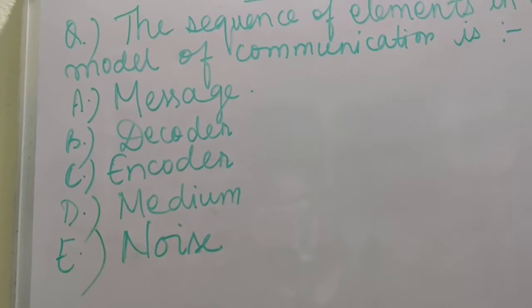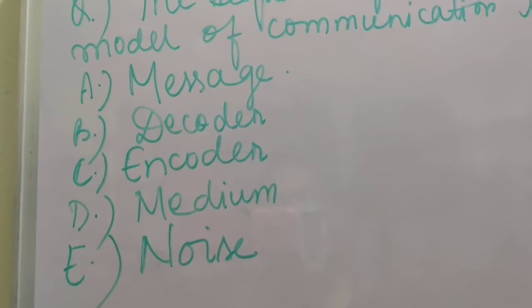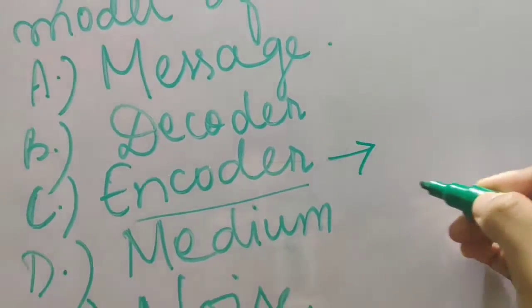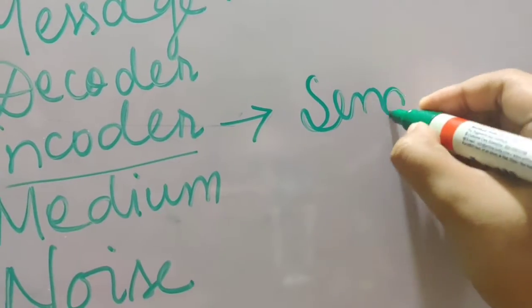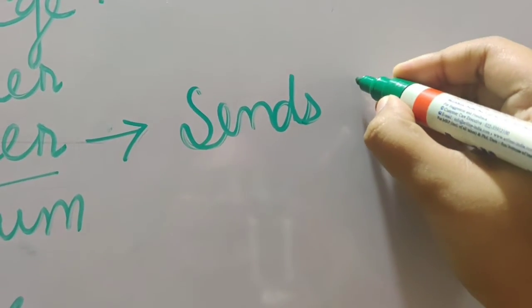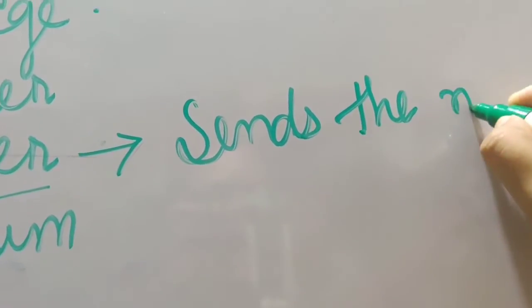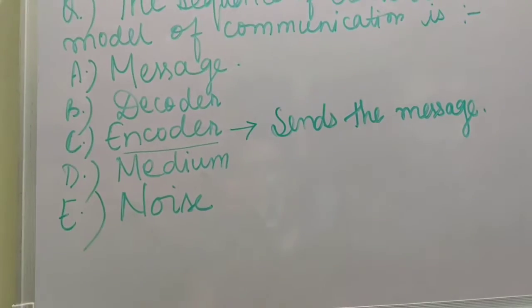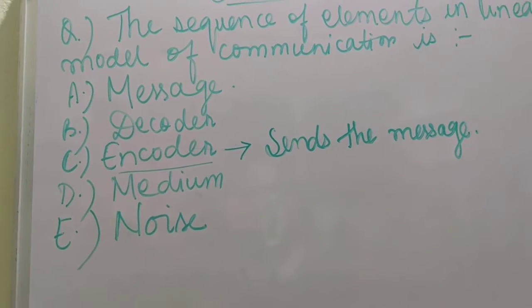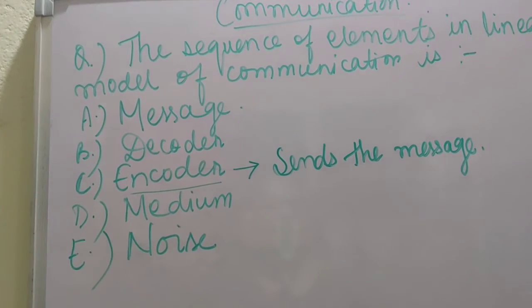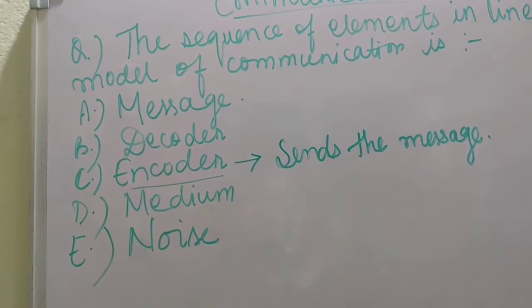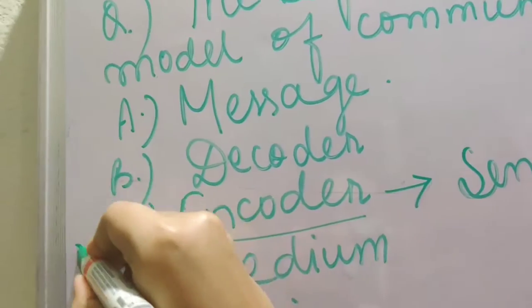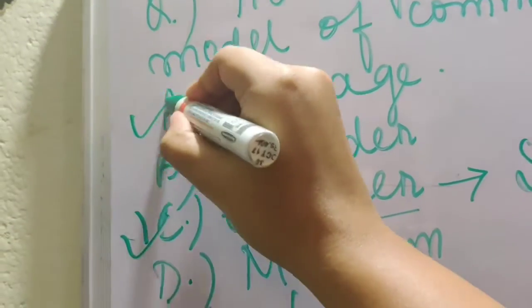The first element will be encoder. Now, who is an encoder? An encoder is a person who sends a message. So, the first element will be encoder. The next element will be, of course, message, because the encoder will send message. This will be the first element. This will be the second element.